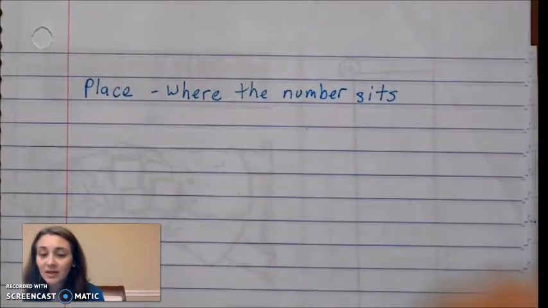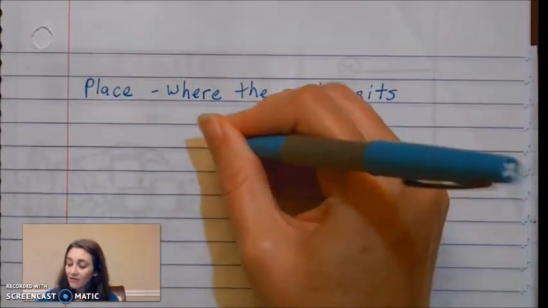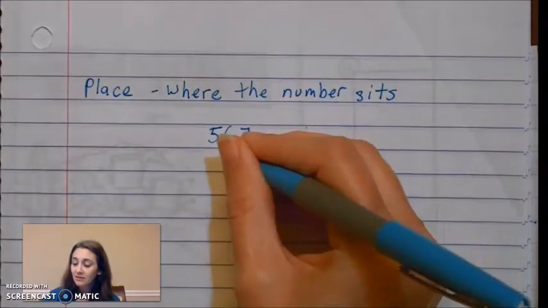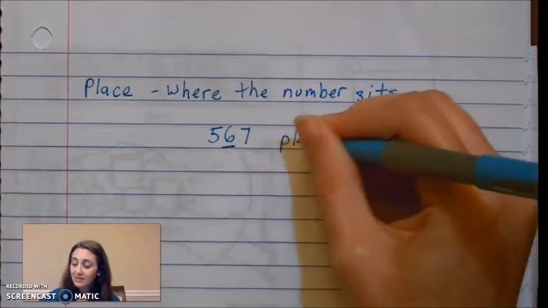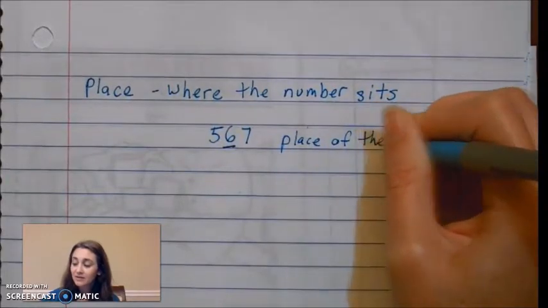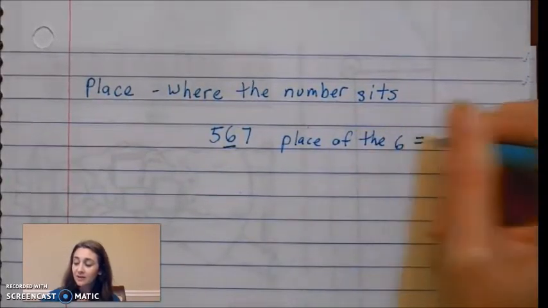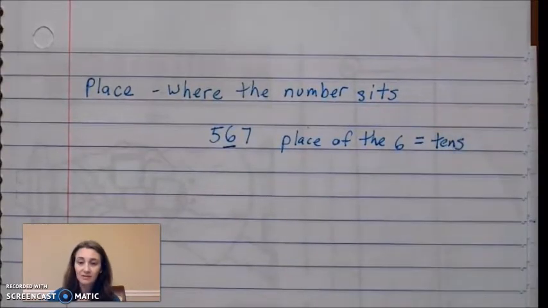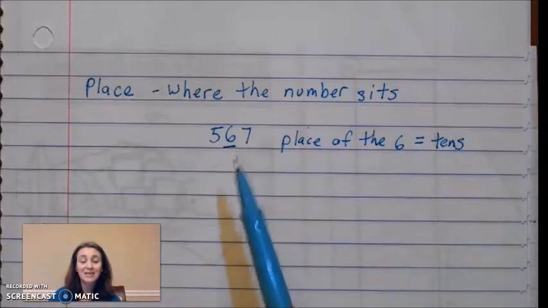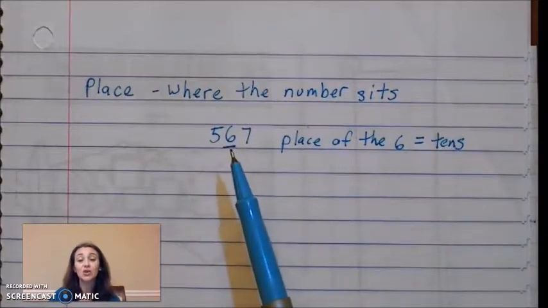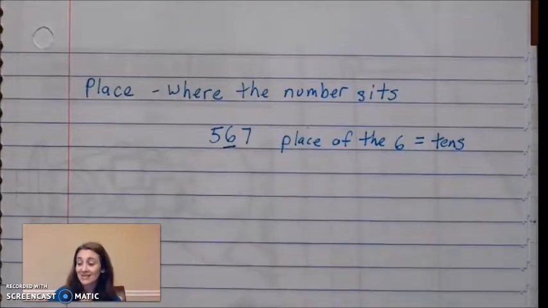So in the number 567, the place of the 6 equals the tens place. Okay, so if I asked you for the place of the underlined digit, you would tell me tens. You wouldn't tell me 60. You wouldn't tell me 6. You would say tens, because that's the place.